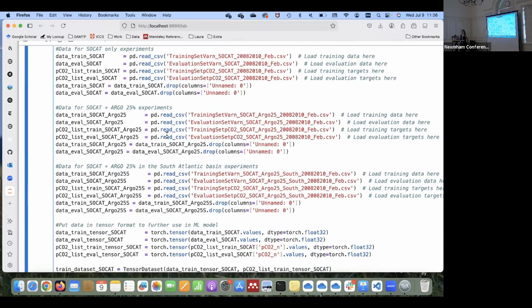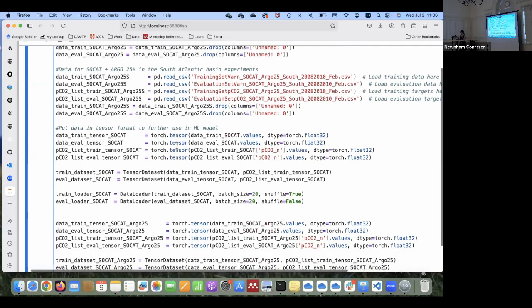Yes, exactly. The target is the pCO2, so that's the variable we want to predict, while the training data is your features, your predictors, temperature, salinity, and so on. Yes, that's a good question. Thanks.